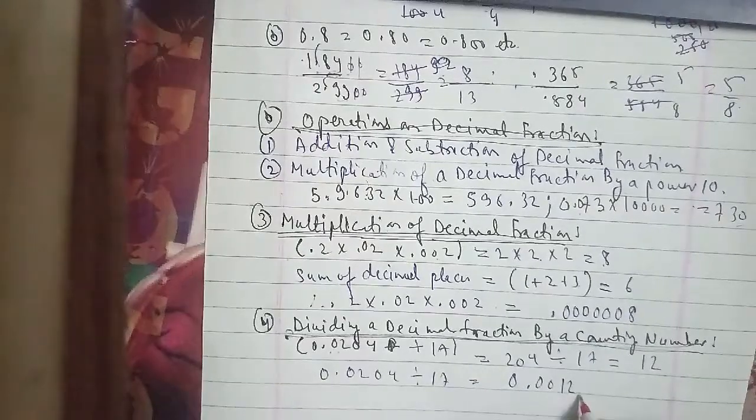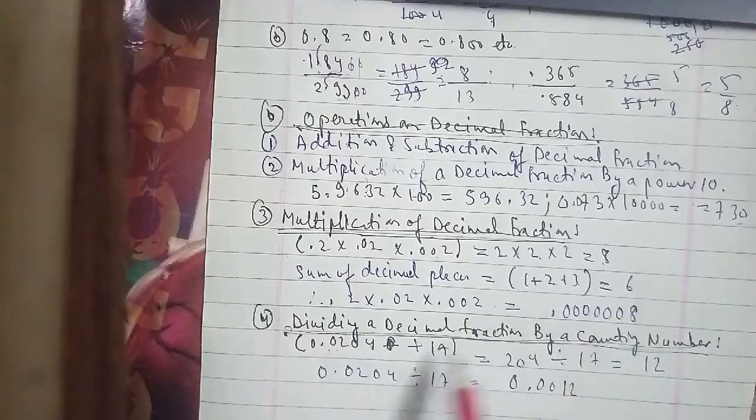So you can do decimal math like this: take a whole number, divide simply by that number, and after that put the zeros as well.